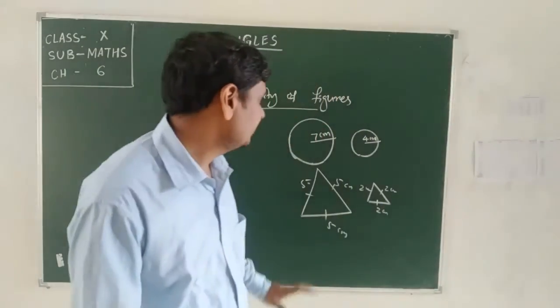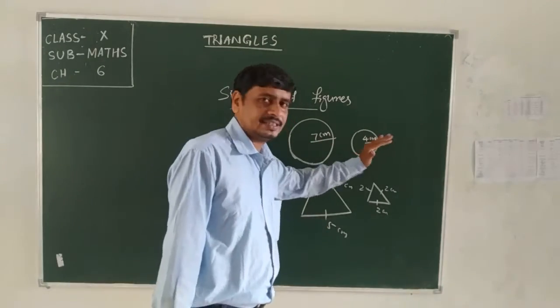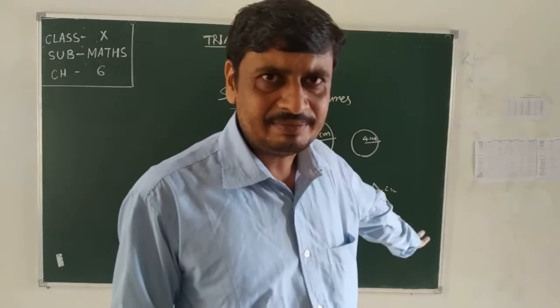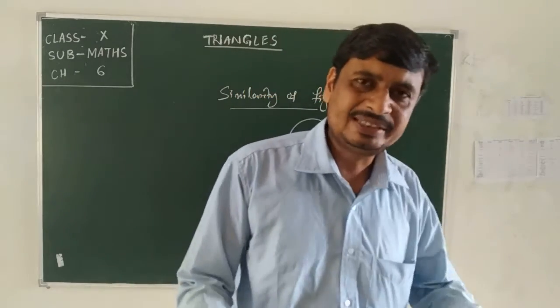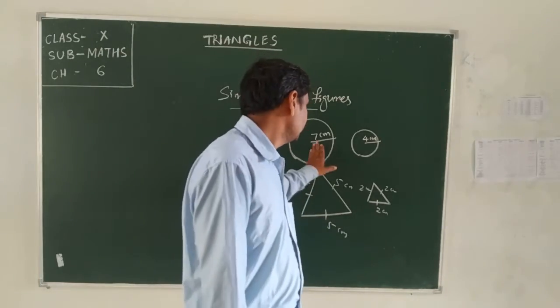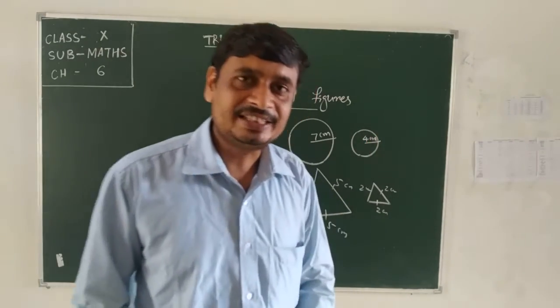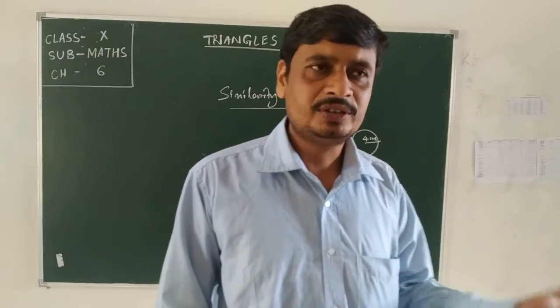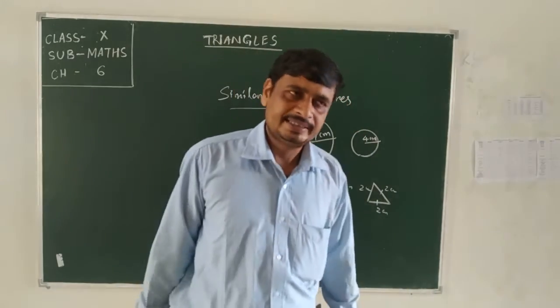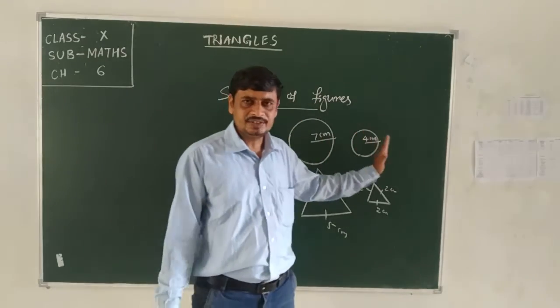If we observe, then both the circles are looking same, they are appearing same because they have the same shape. Their shapes are same, but the radii are different. That causes the sizes of the circles to be different. Shapes are equal, but sizes are different.